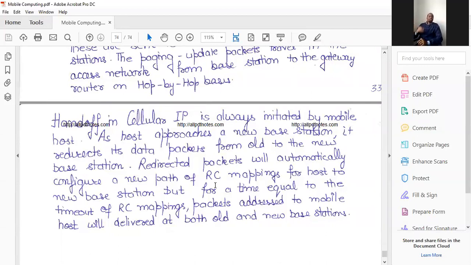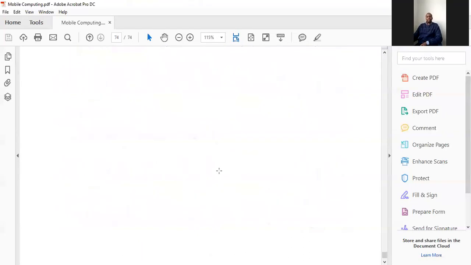As you keep changing location, you are basically hopping, or you are basically moving. Your IP addresses have to be changed, because that IP address has to be unique to the location or the network you've just entered into. Okay, so basically that is what cellular IP is about.